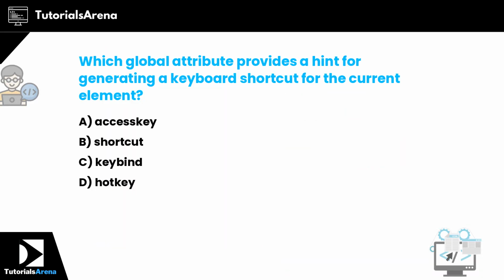Which global attribute provides a hint for generating a keyboard shortcut for the current element? The correct answer is option A, accesskey.